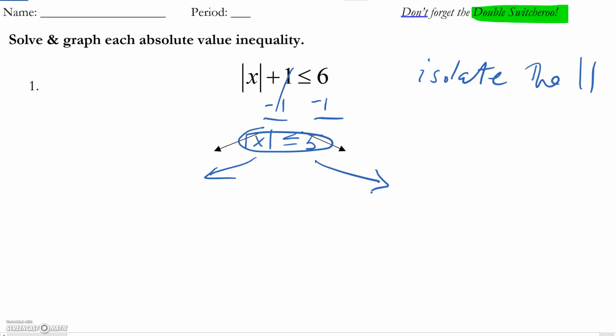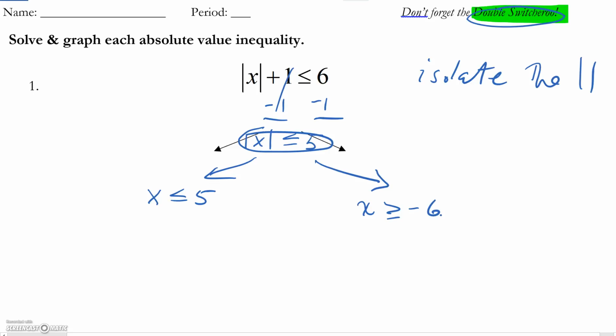And now we're going to write two separate inequalities without the absolute value. The first one we write exactly what we see without the absolute value. And that one's solved. And then for the other one we do the double switcheroo. We're going to say x is greater than or equal to negative 6. So we switched the inequality sign and we switched the sign of the number on the right side. This inequality is solved. And let's put this on the graph now.